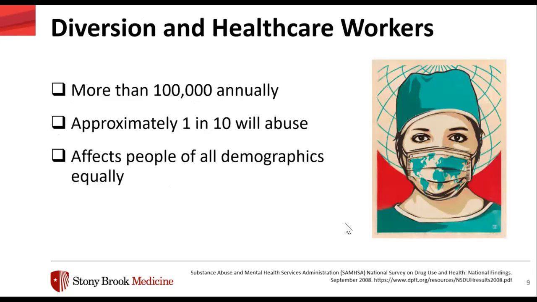So diversion in healthcare workers. More than 100,000 healthcare workers are known to divert annually, and approximately one in 10 healthcare workers will abuse. And drug diversion affects people of all demographics equally. There's no specific race or no specific subset of healthcare individuals that divert less than any other individuals. Nearly 40,000 diversion incidents occur in US facilities each year. For a majority of hospitals, it's estimated that 80 to 93% of diversion is going undetected. And the diversion of opioids is seen across all levels of an organization.